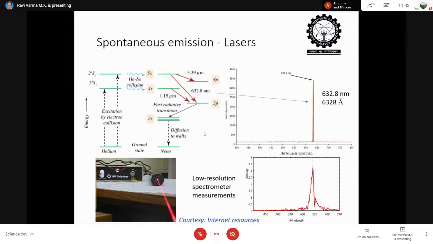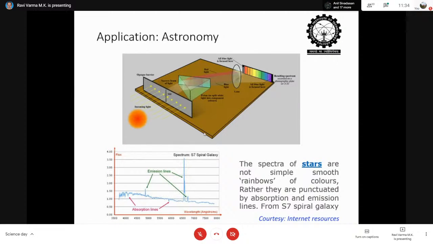So that's another instrument aspect. Those who do experimental physics will know. So that's all I want to talk about, the basics of a spectrum, electromagnetic spectrum, light spectrum, and its dispersion and its detection. Now going to applications.